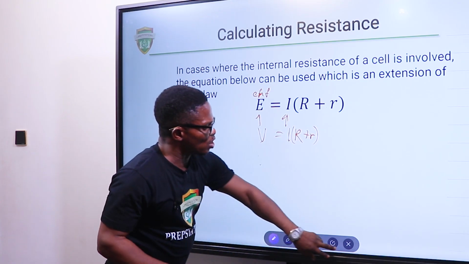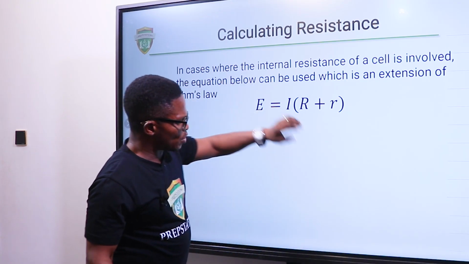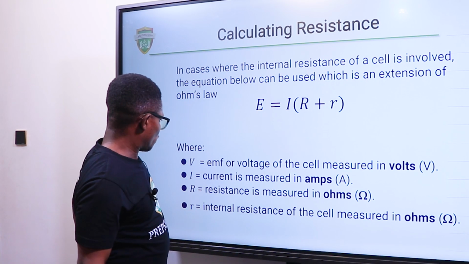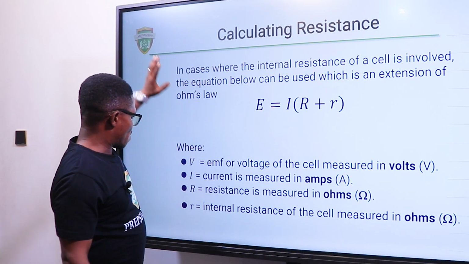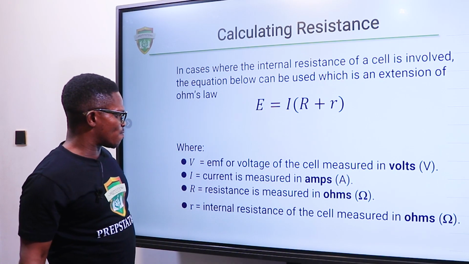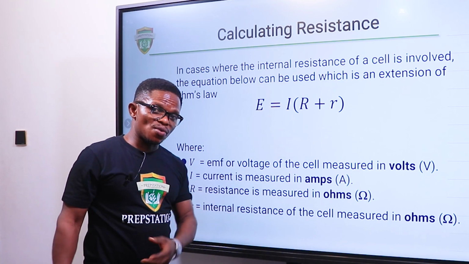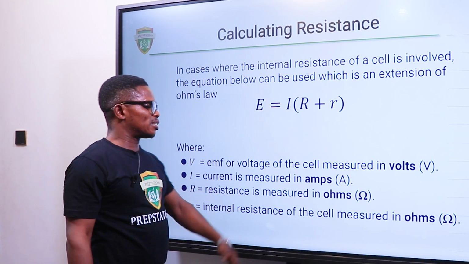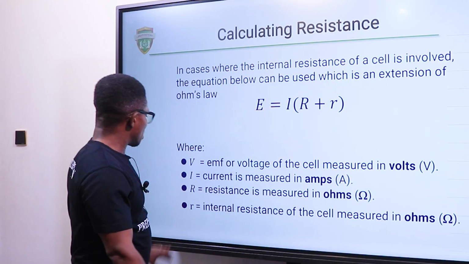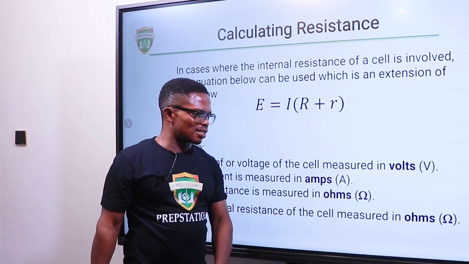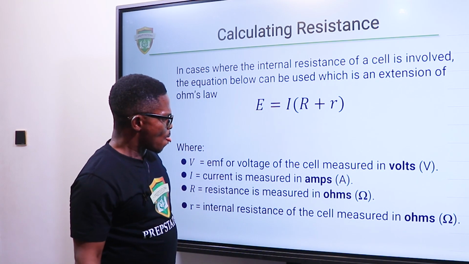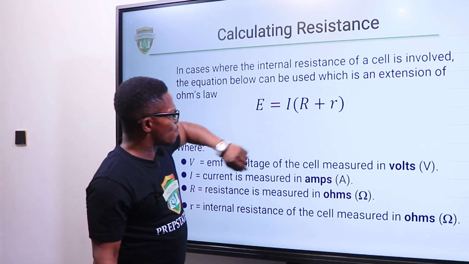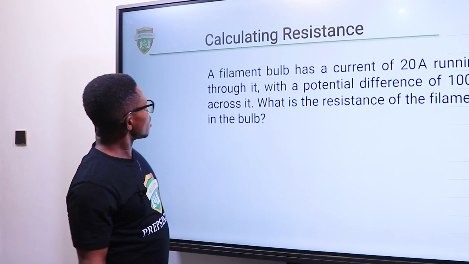Don't worry, we are going to solve some questions using all of these formulas for you to get it better. I've explained all of this. So E is the EMF of the voltage, I is the current measured in amperes, R is the resistance measured in ohms, and r is the internal resistance of the cell. Okay, so let's move forward from here.